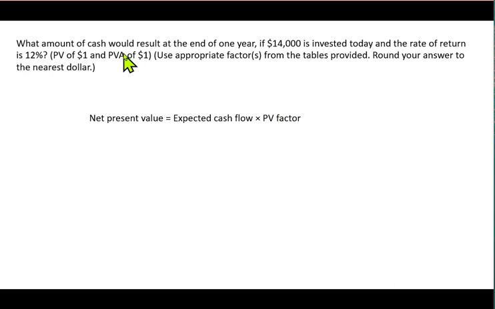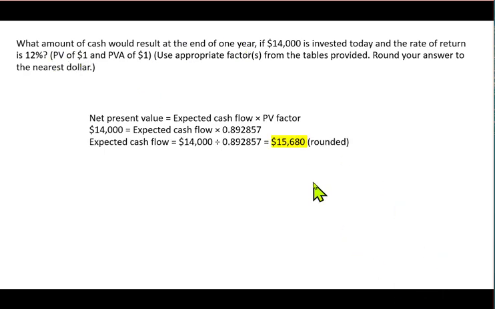And the way this one is stated, if we invest $14,000 today, that means we know the net present value, that's $14,000. What we don't know is the amount that we'll have in the future, which is this expected cash flow. But we know it's going to be at 12%, and for 1 period. So let's plug in what we know and solve for the rest. $14,000 is equal to the expected cash flow, which we don't know, times 0.892857. That's the present value table value you get when you look up 1 period at 12%. So you take the 14,000 and divide it by 0.892857, and you'll get that the future amount is $15,680. Another way to say this is that if I put $14,000 in the bank today at a 12% interest rate for 1 year, I'll end up with $15,680.